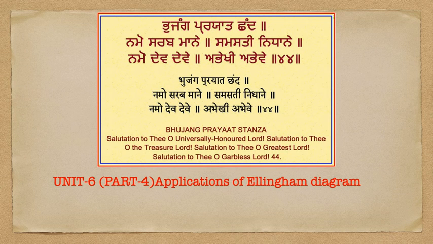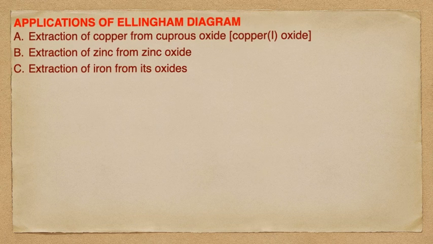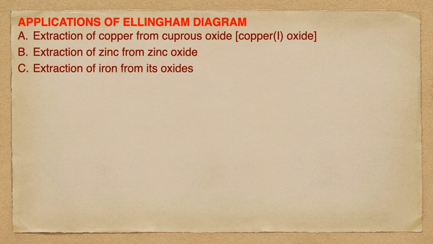Unit 6, Part 4: Applications of Ellingham diagram. There are mainly three applications to be discussed here. First is the extraction of copper from cuprous oxide, that is copper 1 oxide. Second is the extraction of zinc from zinc oxide. Third is the extraction of iron from its oxides.